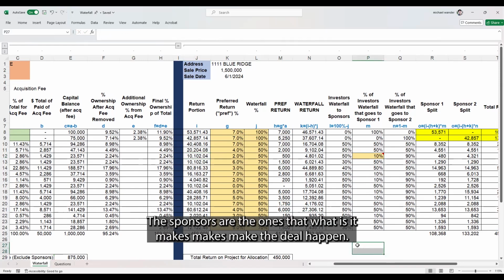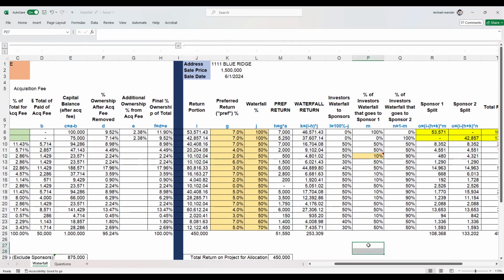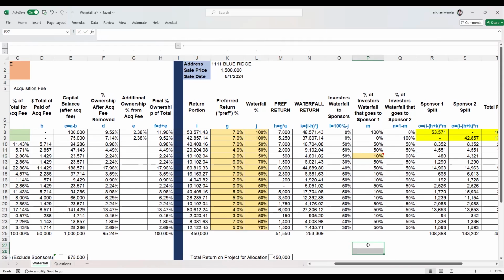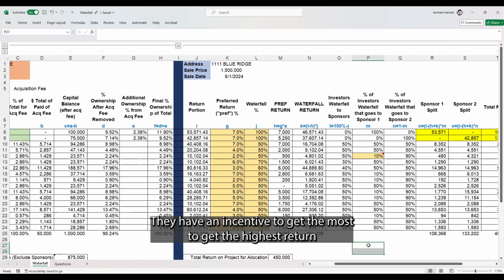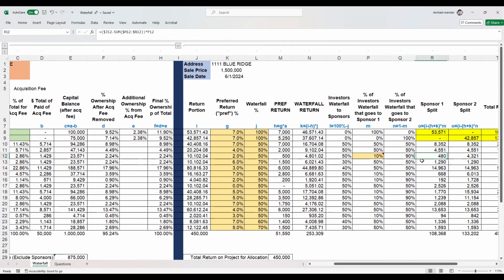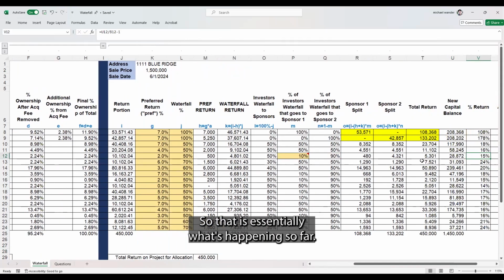The sponsors are the ones that make the deal happen. They're going to be the ones who determine how the return is going to be allocated. They have an incentive to get the highest return possible, because the more the return is, the more they're going to get. So that is essentially what's happening so far.